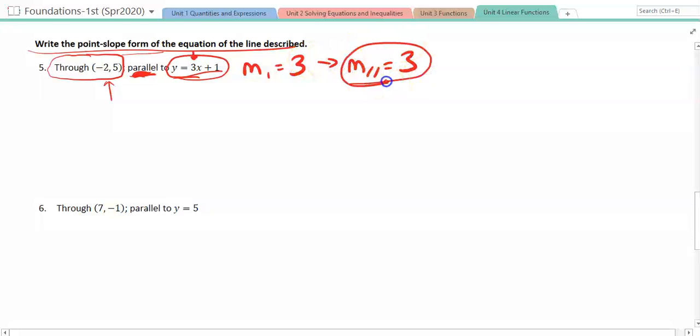So I've got my parallel slope, and I'm going to go through this point. And so I'm going to plug in to point slope, because I need a point and a slope. That's the whole point of point slope form. So y minus y sub 1 is equal to m times x minus x sub 1. And I'm going to label out here. This will be my x sub 1, y sub 1.